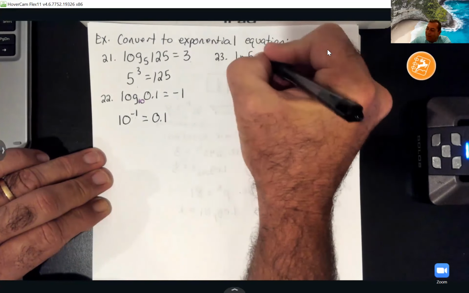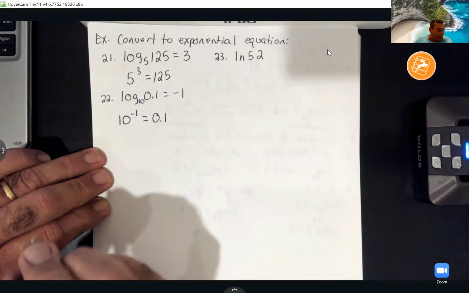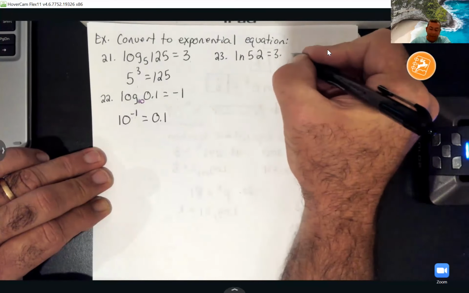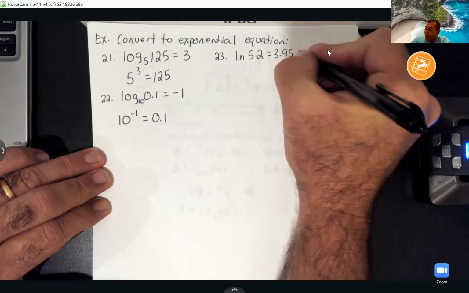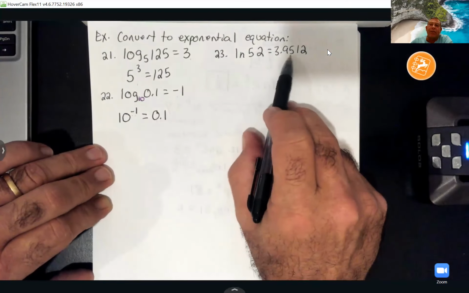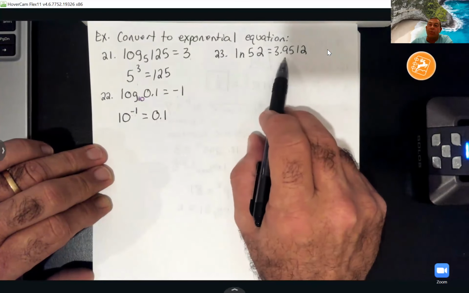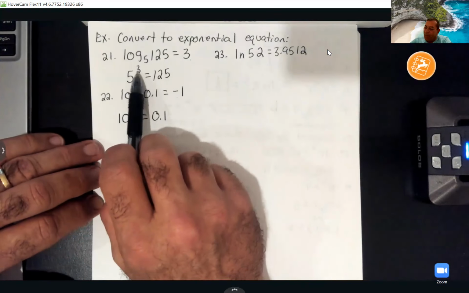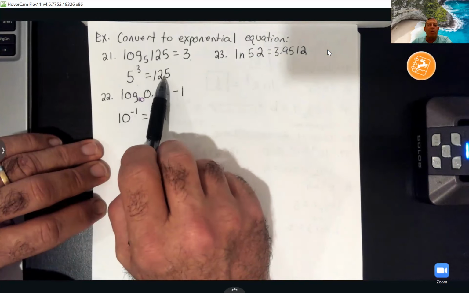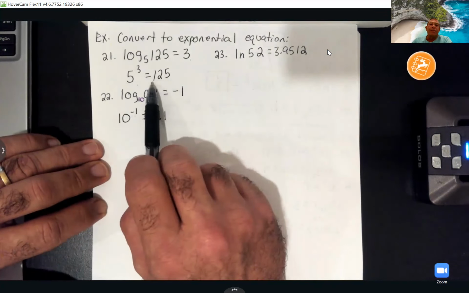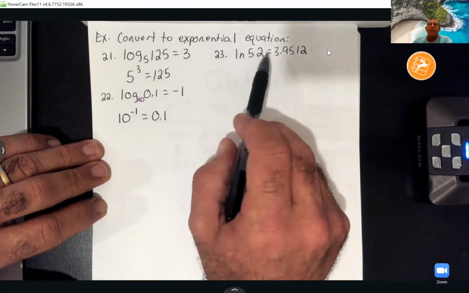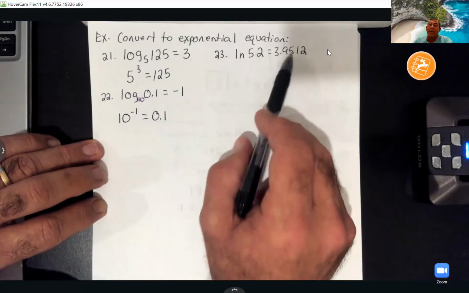ln of 52 equals 3.9512. Now we're going to have to get used to rounding to 4 decimal places like they are on this one. Because if they're not perfect numbers like 5 to the third giving me 125, if it's a different result, then that's a product of a number times itself, and you're going to get never-ending decimals, okay?